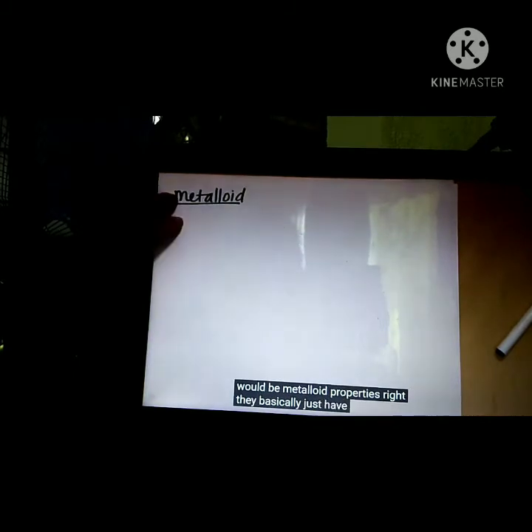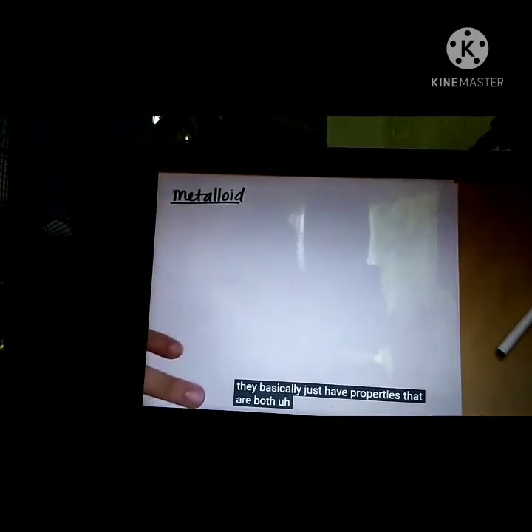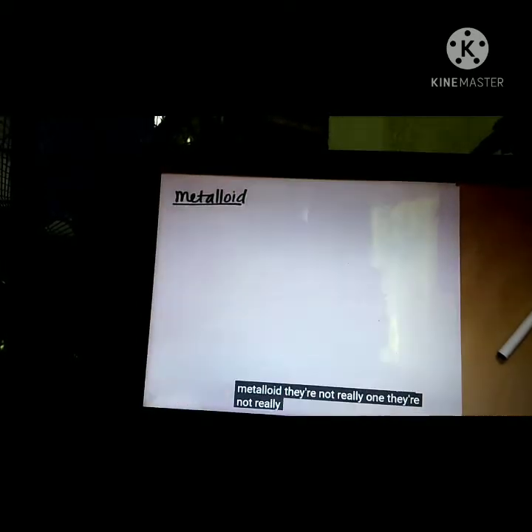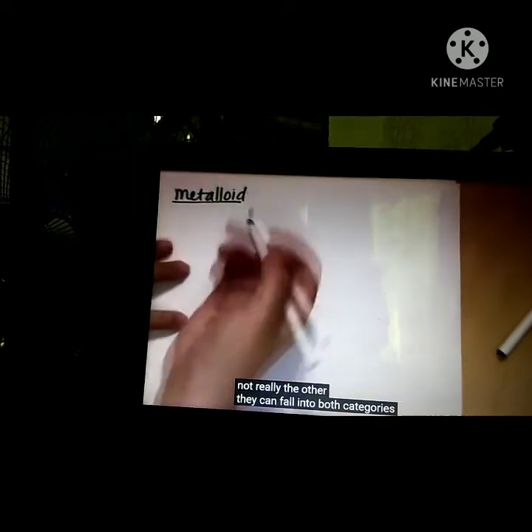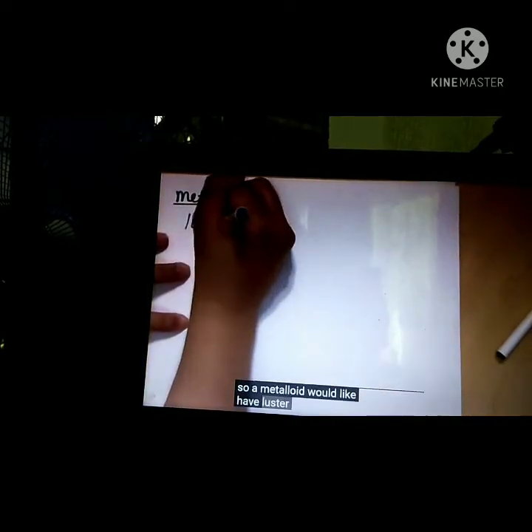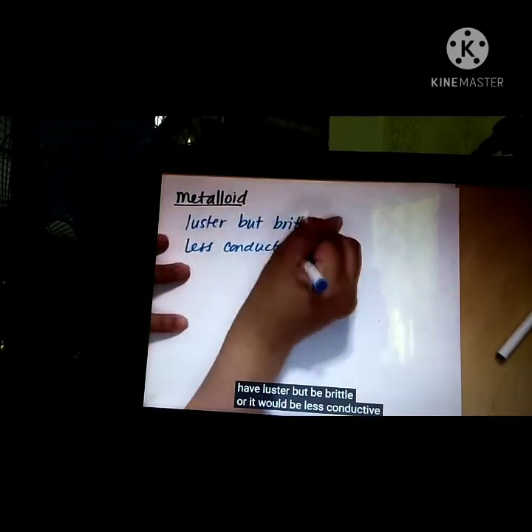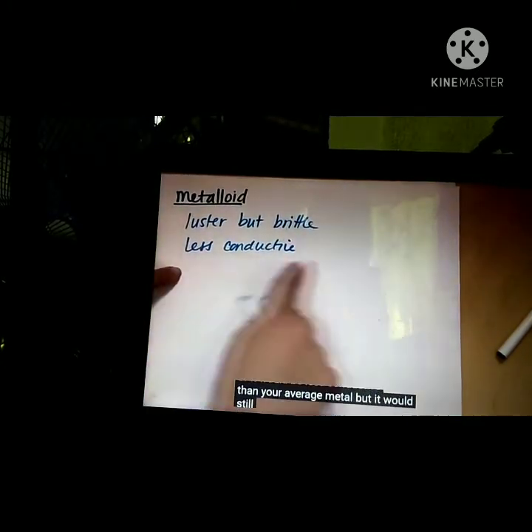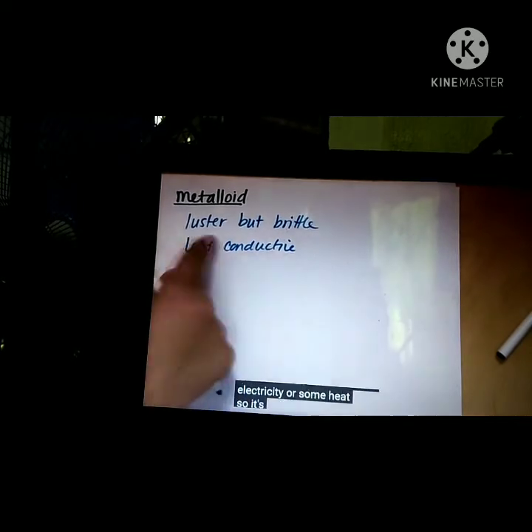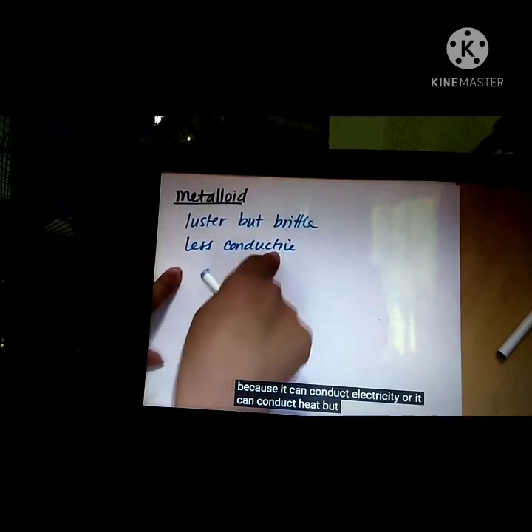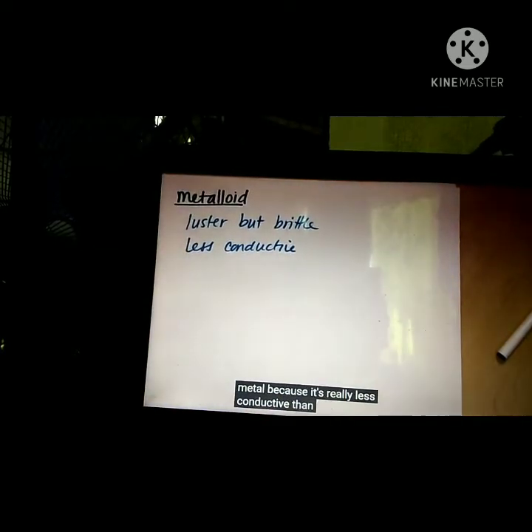The only other thing to talk about would be metalloid properties. They basically just have properties that are both metal and nonmetal, so they're kind of a mixture between the two. They're metalloid. They're not really one, they're not really the other. They can fall into both categories. A metalloid would have luster but be brittle, or it would be less conductive than your average metal, but it would still be able to conduct some electricity or some heat. So it's not quite a nonmetal because it can conduct electricity or heat, but it's not quite a metal because it's really less conductive than what they're able to do.